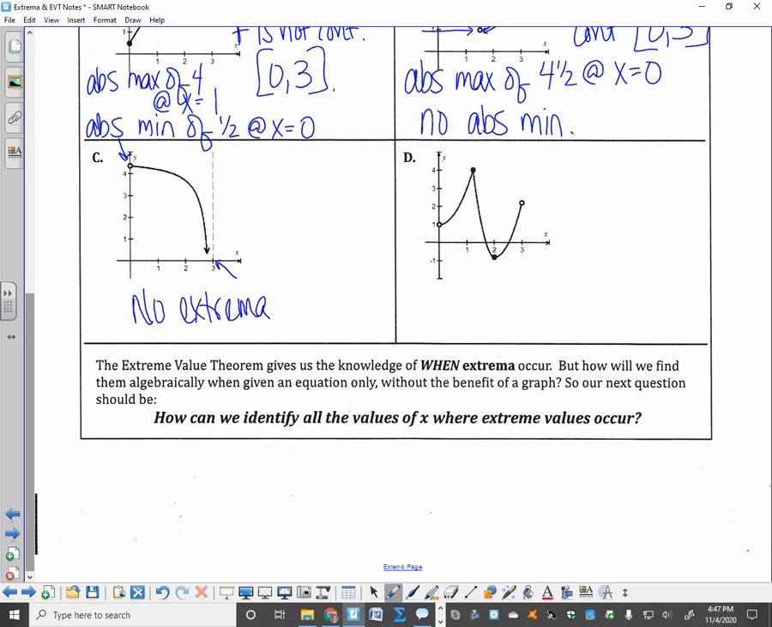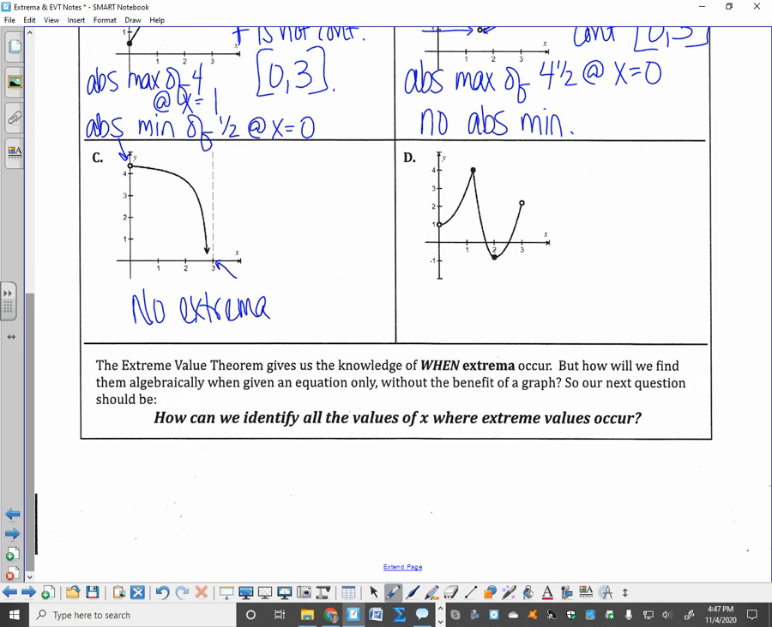D, the EVT does not apply since f is not continuous from closed interval 1 to 3. I have an open circle at 1. I have an open circle at 3. I could care less about the cusp. I'm not worried about it being differentiable. It is continuous on the open interval 1 to 3, but EVT says it's got to be closed. So EVT won't touch it.